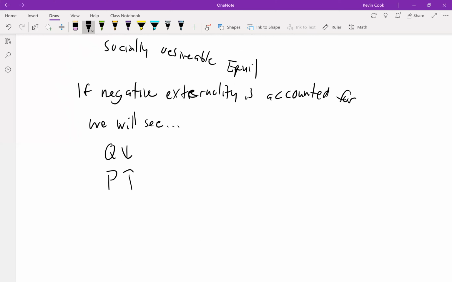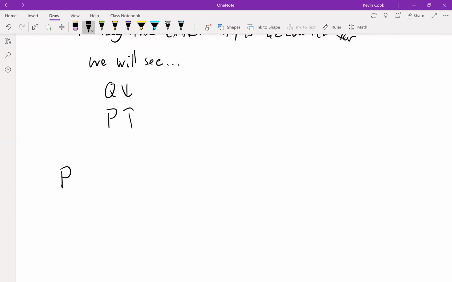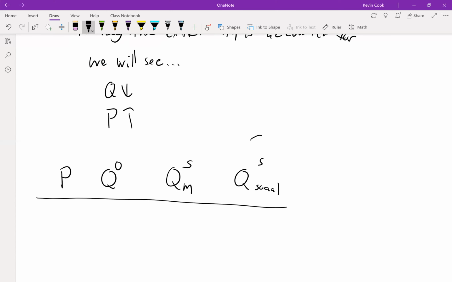Then if you're looking at a graph, say you have price, quantity demanded, quantity supplied by the market, and quantity supplied socially, right? And we can also think of this social curve as the curve after paying the cost of the externality. So we figured out how to give the firm that cost, and that's what we're looking at with this.